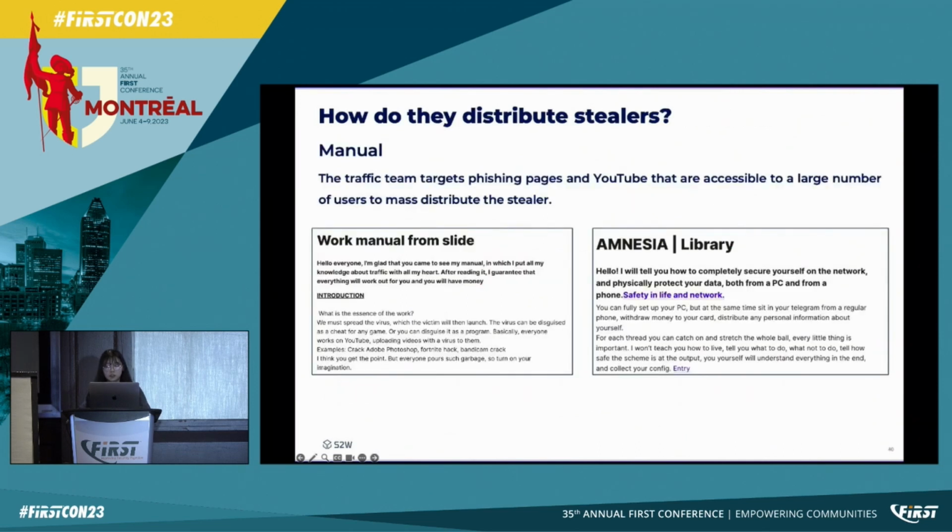So, how does the traffic team disseminate the stealers? Each traffic team has a manual which is provided to a new member, which includes information on what kinds of tools or methods can be used to distribute stealers. The manual is mainly focused on how to abuse YouTube, but is constantly updated to include Google Ads, Steam, TikTok, or something else.